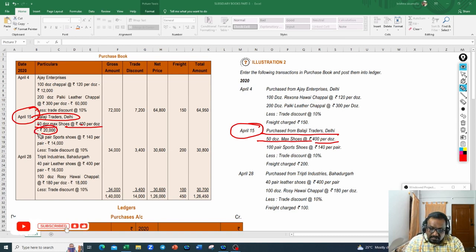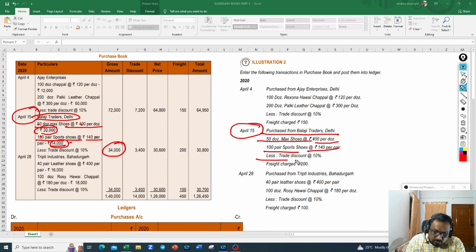Clear. This is what we purchased. Next, 100 pair sports shoes at 140 rupees per pair. 100 into 140, 14,000. So 14,000 plus 20,000, 34,000 is the gross amount.